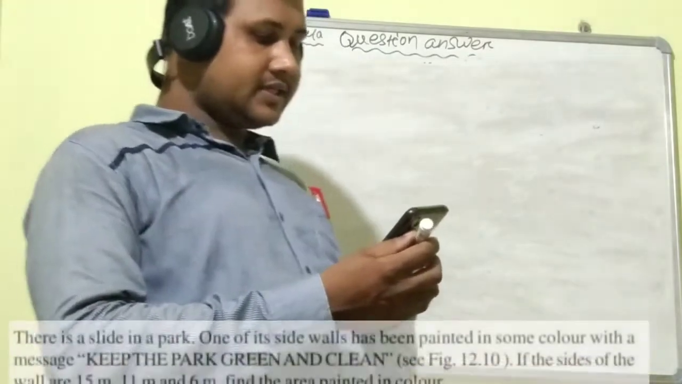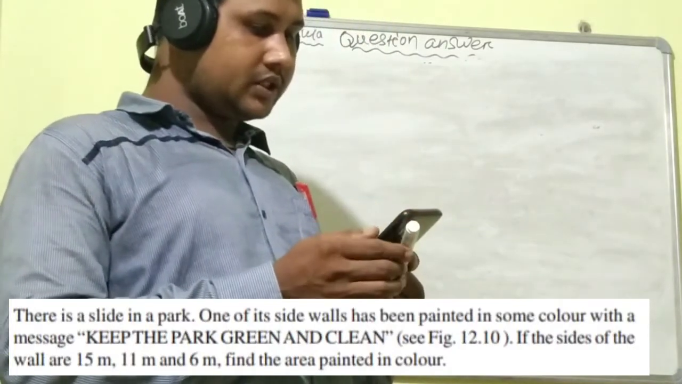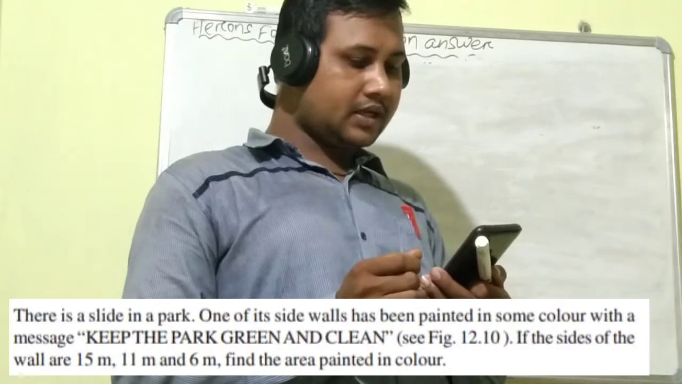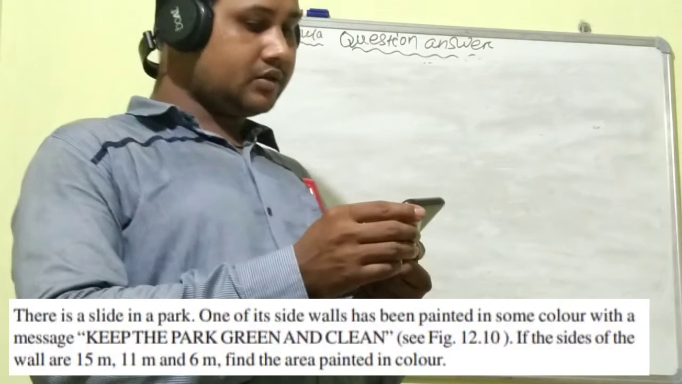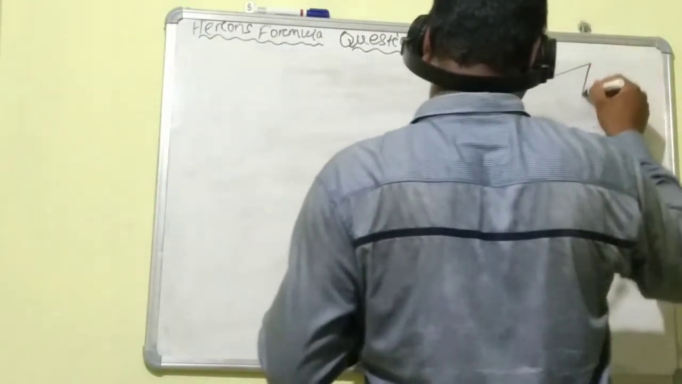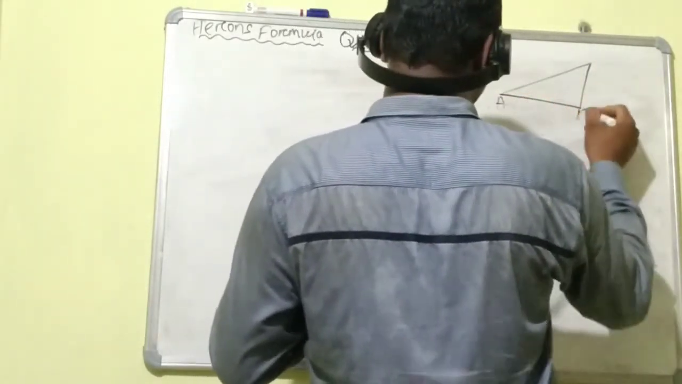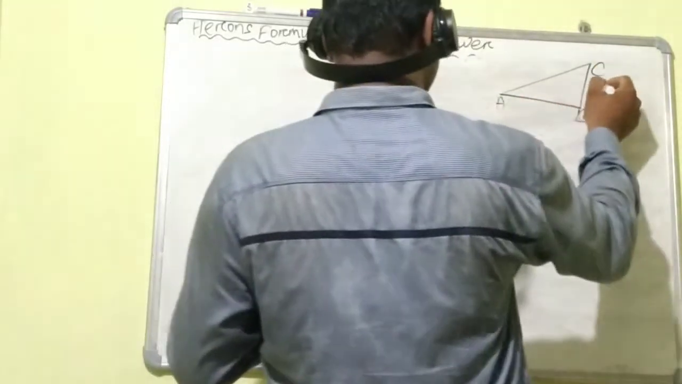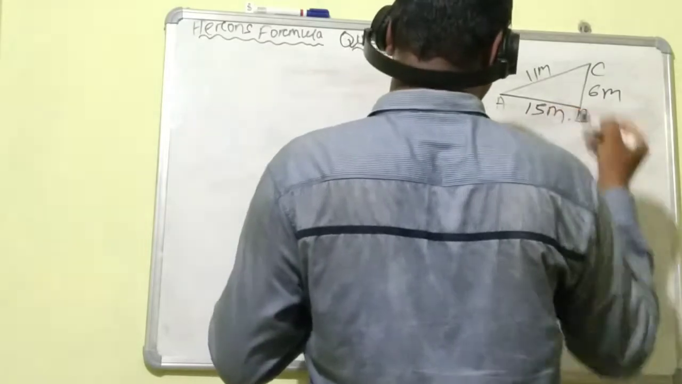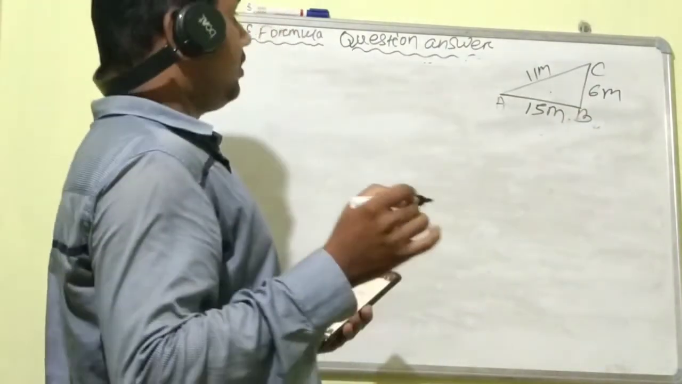The third question, there is a slide in a park. One of its side walls has been painted in some color with a message, keep the park green and clean. If the sides of the wall are 15 meter, 11 meter and 6 meter, then find the area painted in color. So we have to draw the rough diagram of the slide. Suppose this is the slide. I'm naming it ABC, and the sides here are 6 meter, 11 meter and 15 meter. And it's written keep the park green and clean. So we have to find the area here.